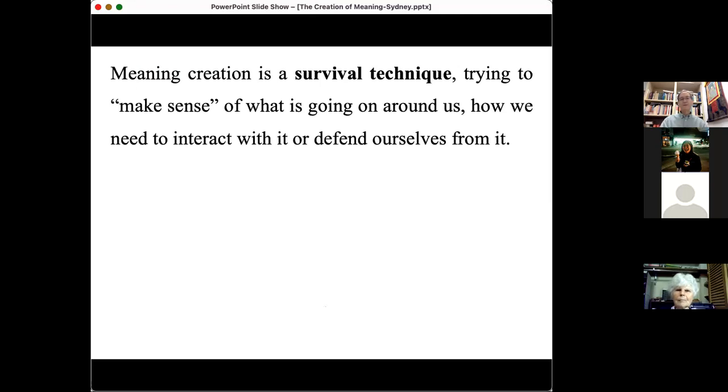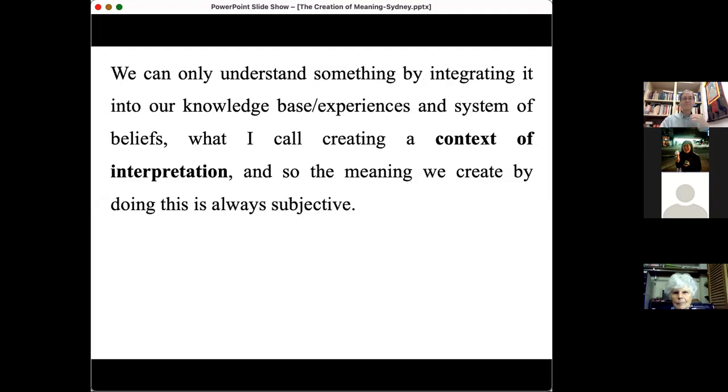But I want to argue in this talk that meaning creation is a survival technique, because we are always trying to make sense of our world. In order to survive in our world, we're always trying to make sense of what's going on around us and how we need to interact with it, or in fact, defend ourselves from it. So when we see something out of the ordinary, you may need to defend yourself from it. It's survival. I mean, I haven't been attacked by too many serviettes, but still it becomes a habit. And I'll be talking a little bit about habit as well.